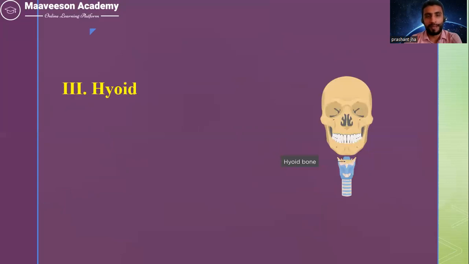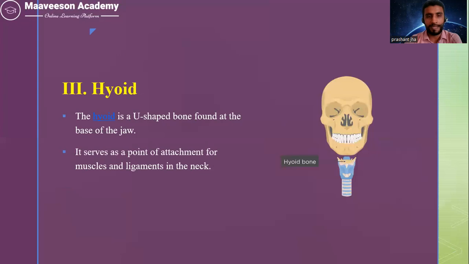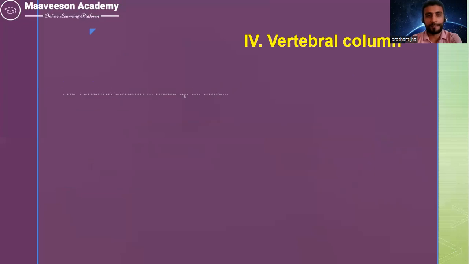Next is the hyoid. You can see the hyoid bone in this image. It is a U-shaped bone found at the base of the jaw in the neck region. It serves as a point of attachment for the muscles and ligaments in the neck.